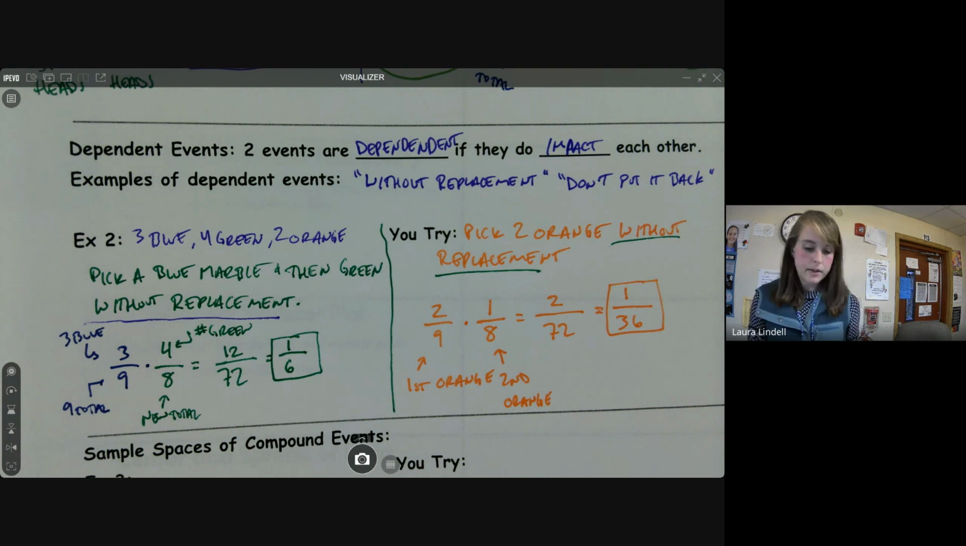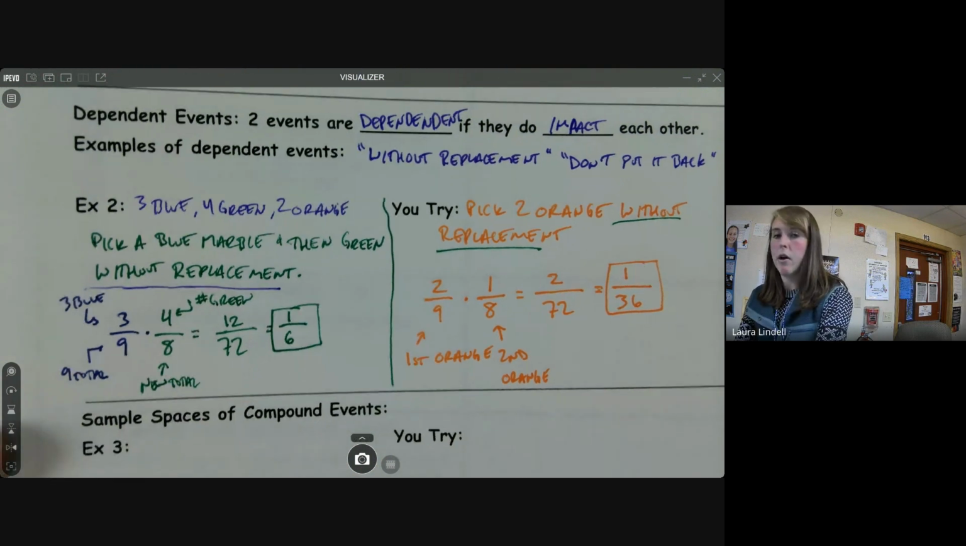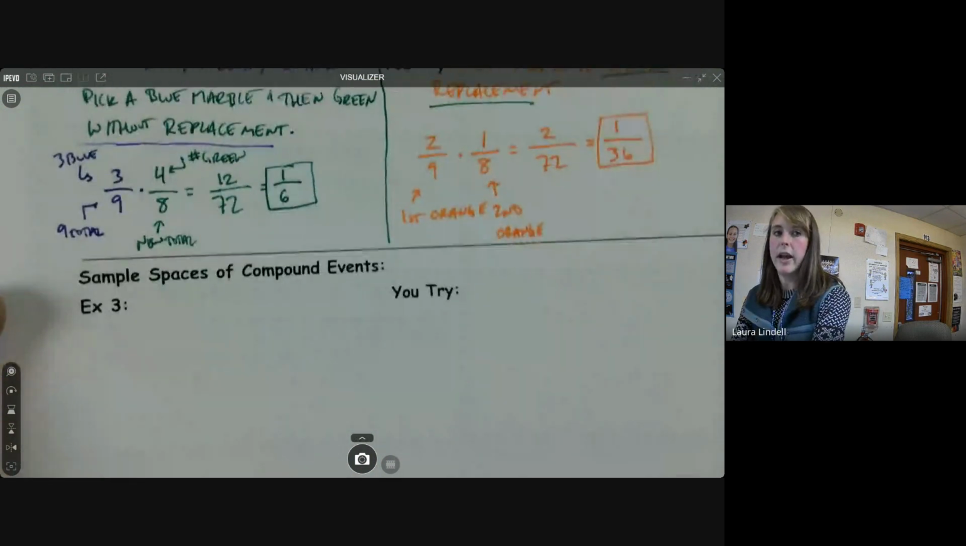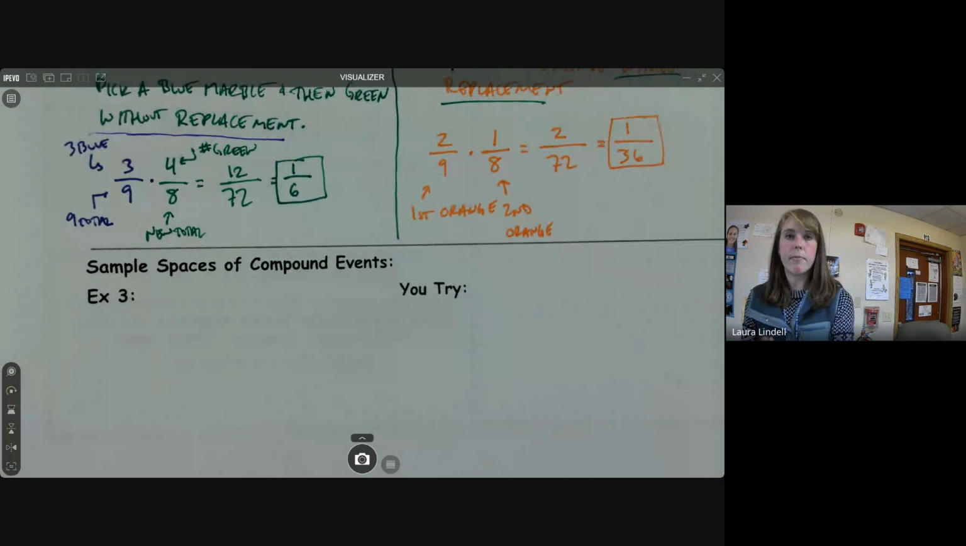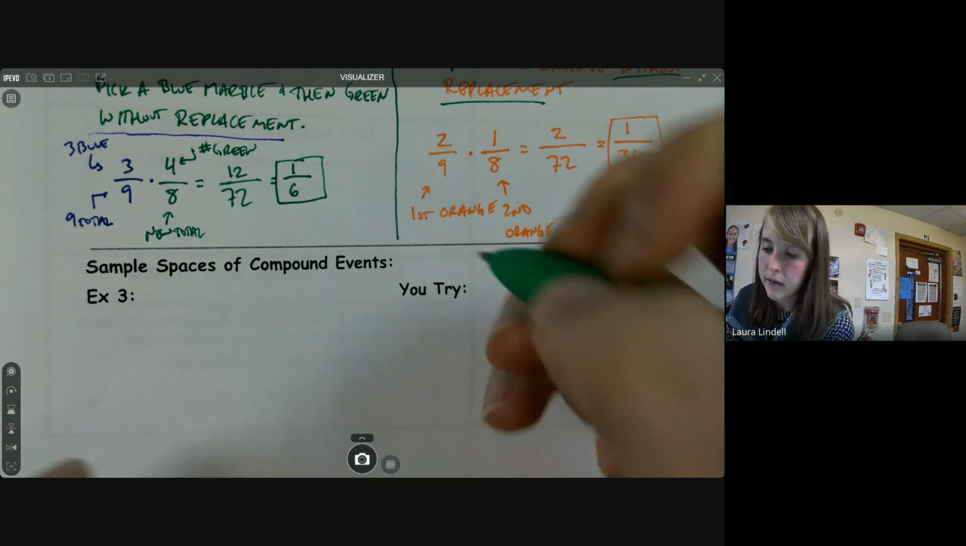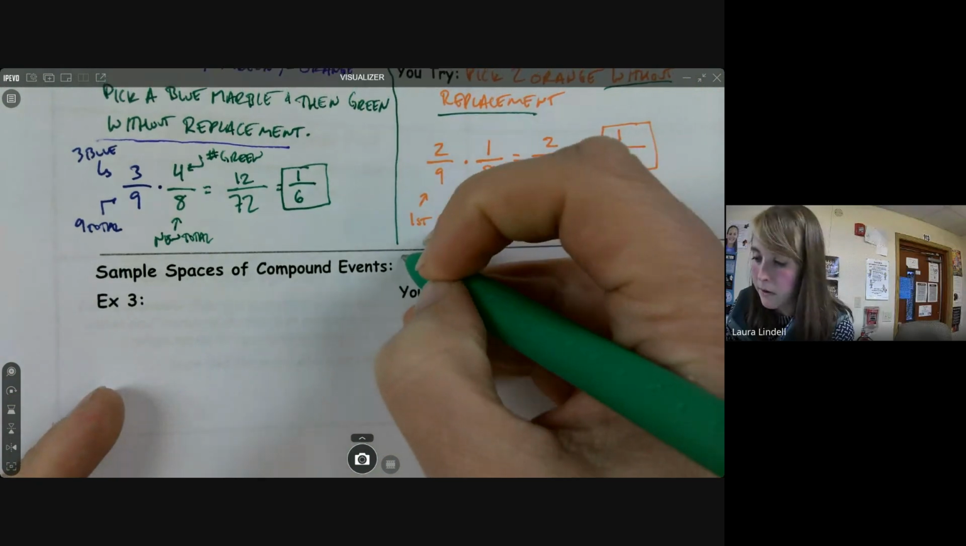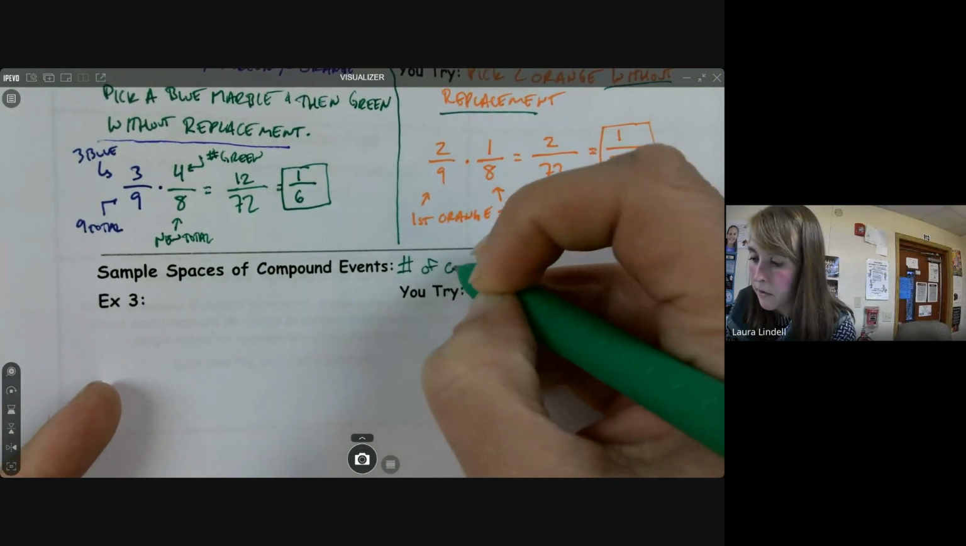The last thing we're going to talk about today is sample spaces for compound events. So if we think back to yesterday real quick with sample spaces, we were looking at all of the possibilities of things that could happen, specifically the number of possible outcomes. So with compound events, there's more possible outcomes. So we're going to look at the number of outcomes.